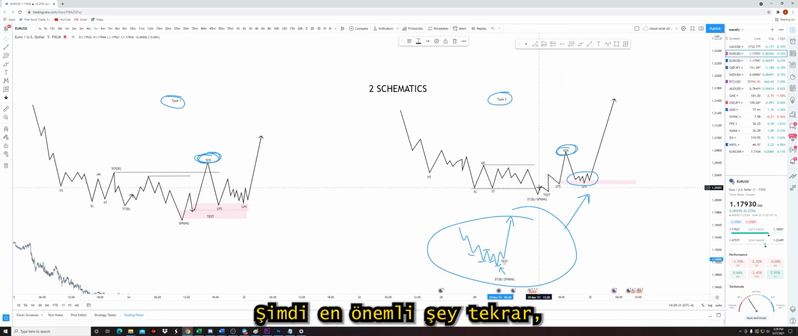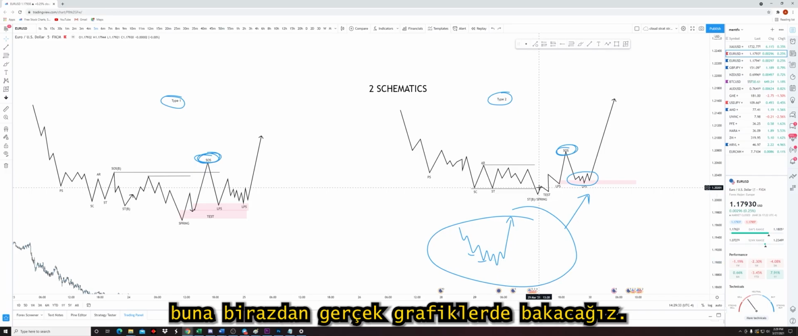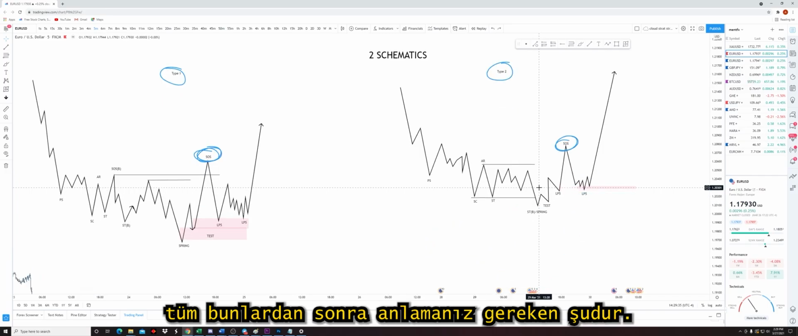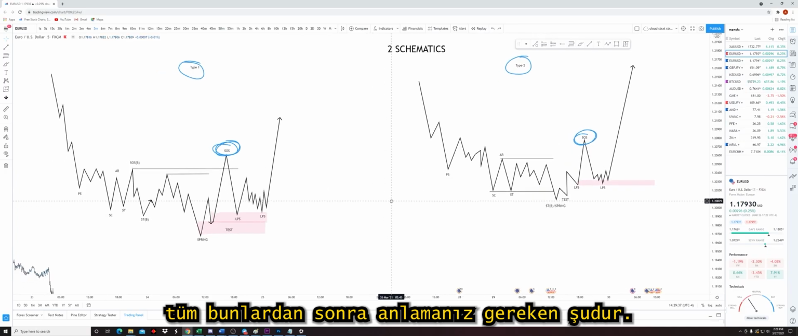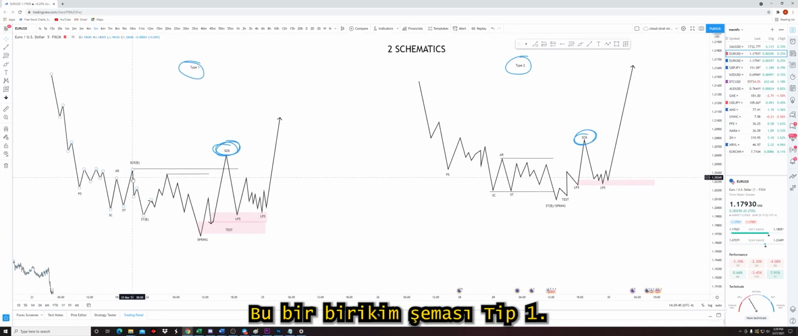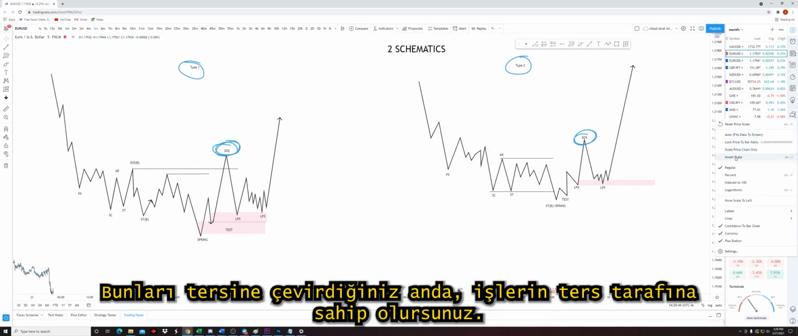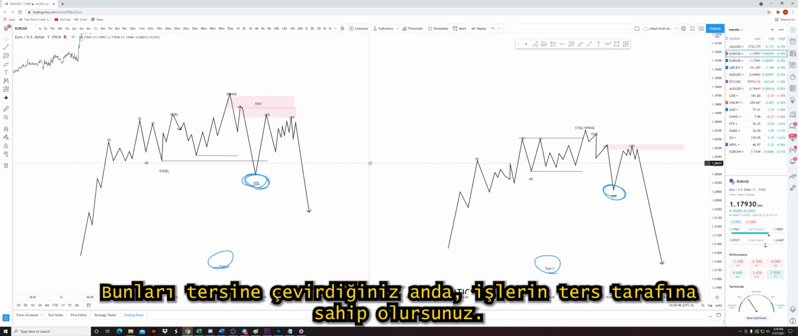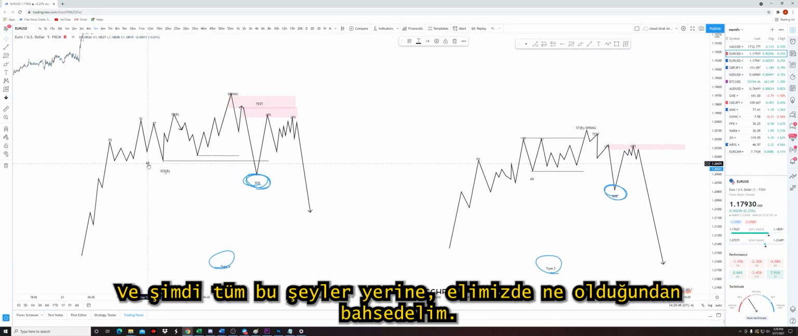Now, the most important thing, again, we're going to look at this on real charts in a second, but the most important thing for you to understand after all of this is the following. This is an accumulation schematic, type 1. This is an accumulation schematic, type 2. The second you flip them, you have the opposite side of things. And now, instead of all this stuff, let's talk about what we have.